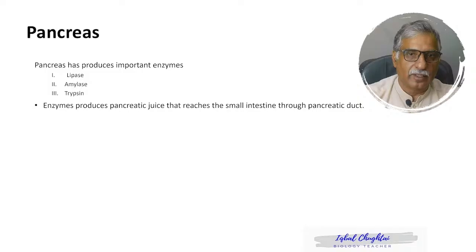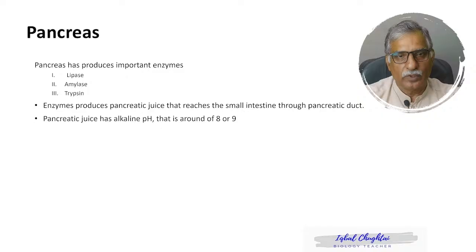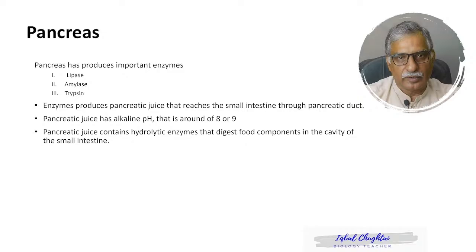through pancreatic duct. This pancreatic juice has got alkaline pH because all the three enzymes are to work in the alkaline environment, around pH 8 and 9. In some of the books it's written 8.5. In some of the books authors have demonstrated it as pH 9. But both are equally effective pH. So these enzymes have to work in the small intestine.